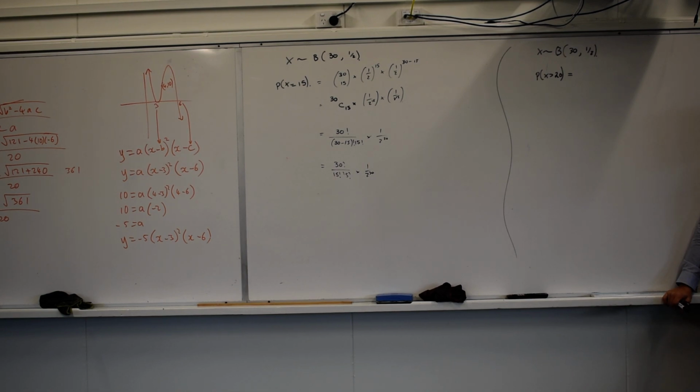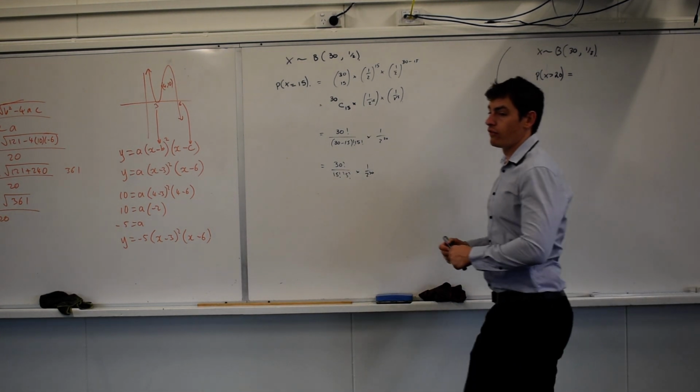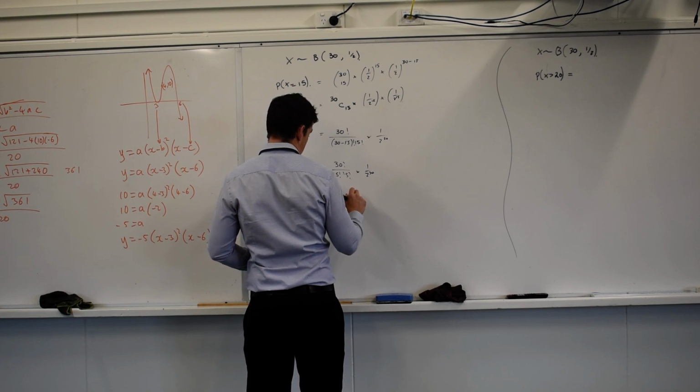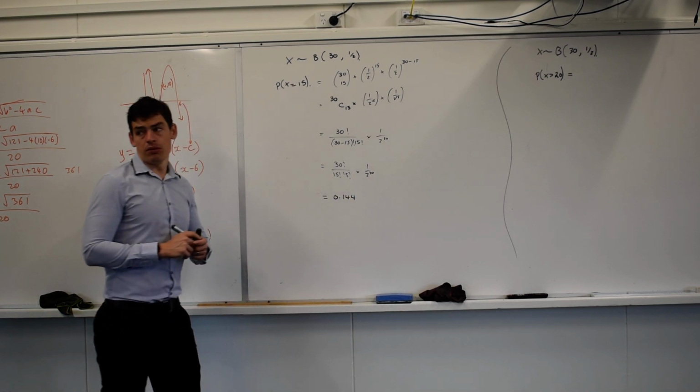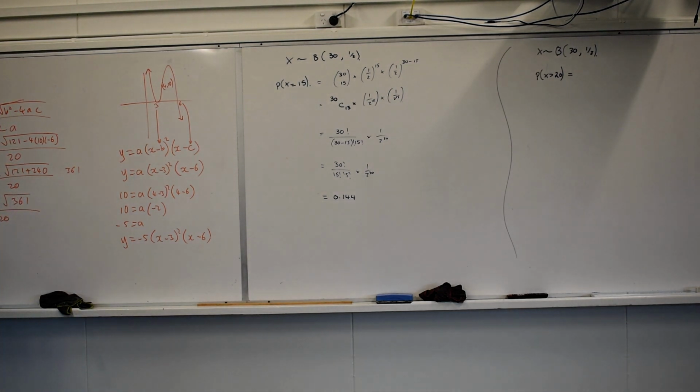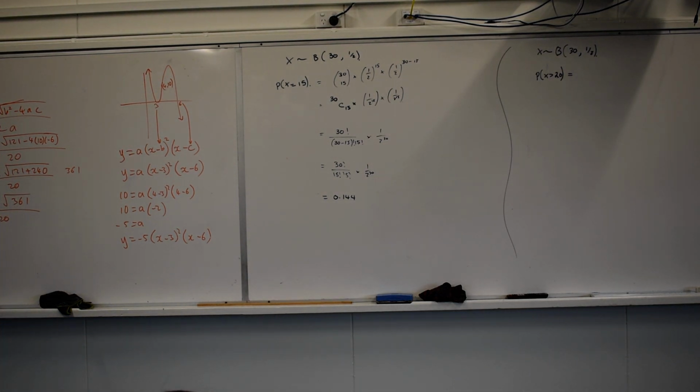How'd we go? What did we get? 0.144. Is that right? 14.4%. This is one of those things I've got to teach individually. So distribution. Oh, sorry.